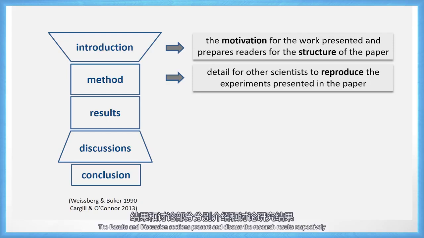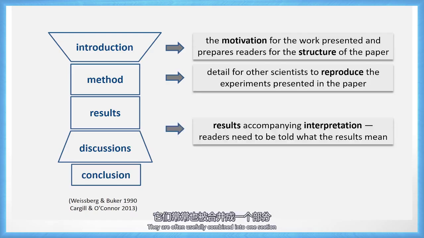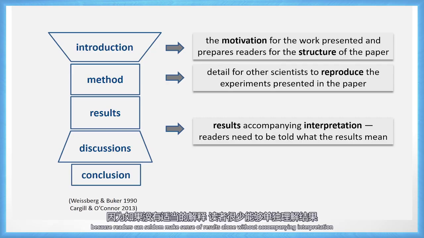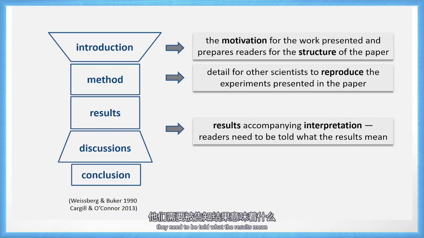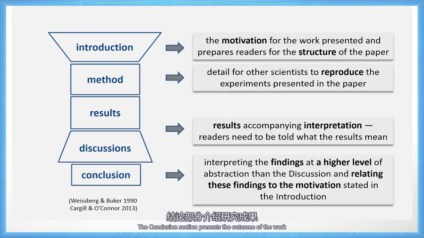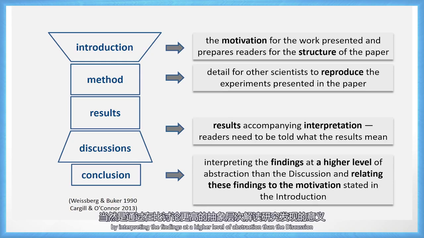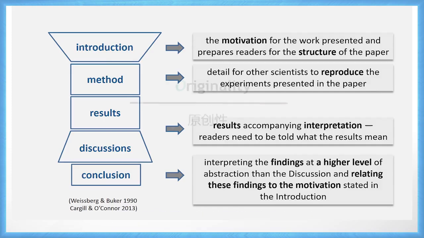The results and discussion sections present and discuss the research results, respectively. They are usually combined into one section. However, because readers can seldom make sense of results alone without accompanying interpretation, they need to be told what the result means. The conclusion section presents the outcome of the work by interpreting findings at a higher level of abstraction than the discussion and by relating these findings to the motivation stated in the introduction.